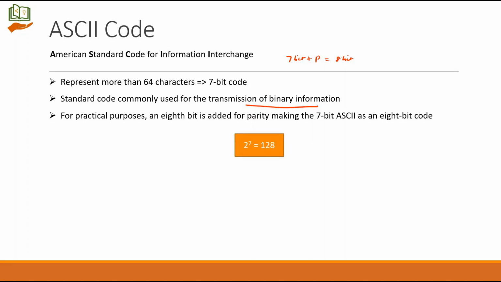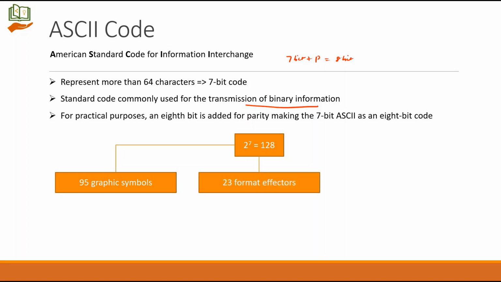Now 2 power 7 means there are 128 characters totally. So in that, there are 95 graphic symbols. I can say I know A is an alphabet, 1 is a number, 3 is a number, 0 is a number. For the system, everything is a symbol. Then we have 23 format effectors. Then we have 10 characters.